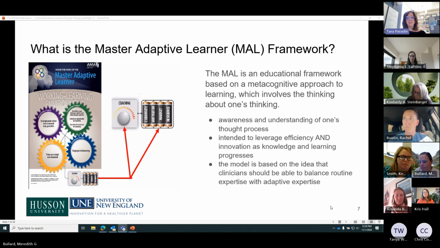And then this model is based on the idea that clinicians should be able to balance both their routine activities. We know that you all are engaged in things that you have expertise in, and also what is now adaptive expertise. How do we make that pivot into something that is new and different that we need to do and learn and apply? So next slide, please.